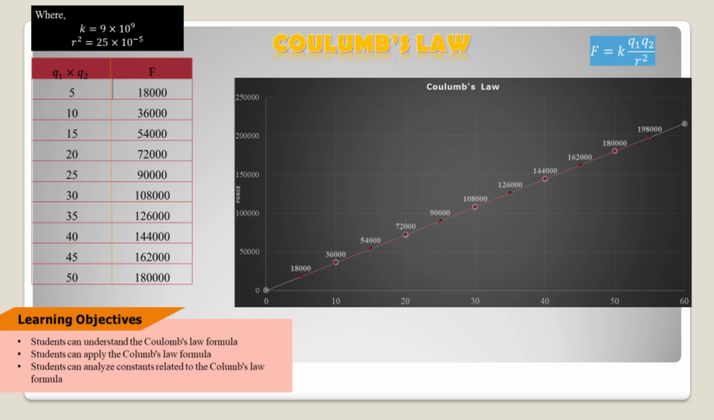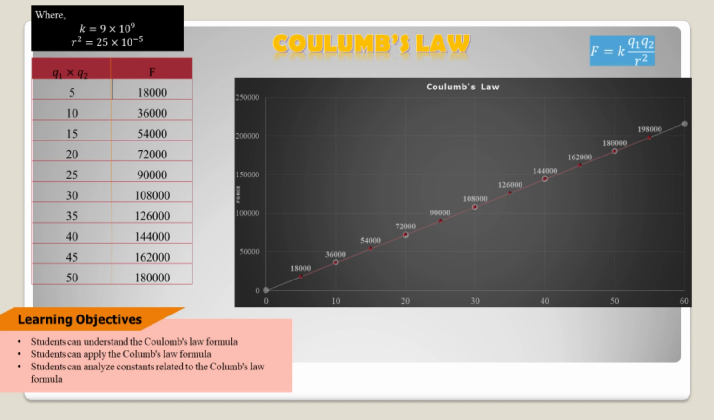144,000. If Q1 times Q2 is equal to 45, the force is equal to 162,000. If Q1 times Q2 is equal to 50, if we calculate the force, it is equal to 180,000. Now, look closely at the graph.